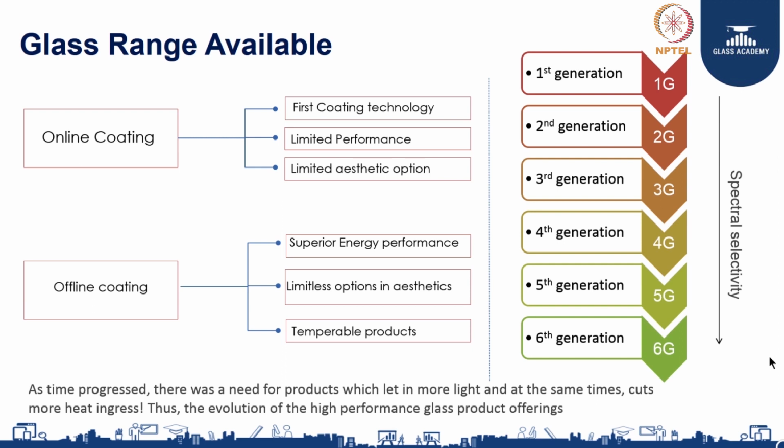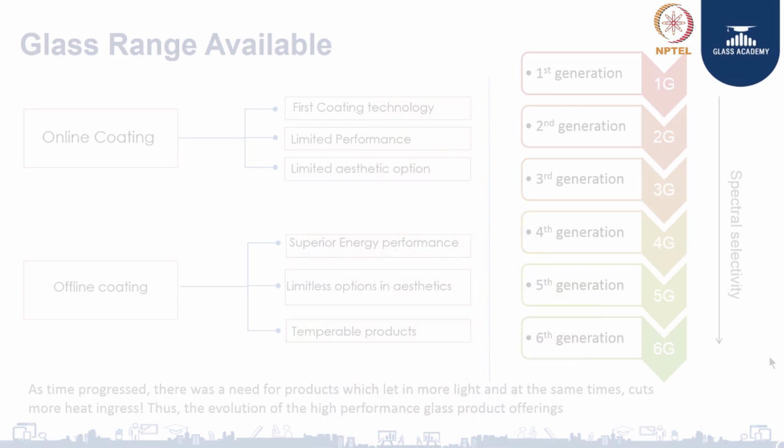It's that ratio that really captures the high performance of glass. Because the performance of the glass is determined by how much light it can let in and how much heat it can cut out, right? So as time progressed, there needed to be a much better selectivity possible in the glass. And when I say high performance coatings, when I say an online and offline coating, what are these coatings?